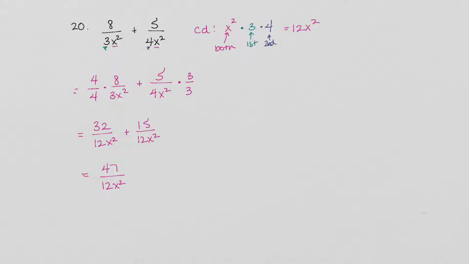And at this point, you would make sure that there's nothing you can factor out or cancel out in that fraction. 47 and 12 don't have any common factors, so we're good. The last thing we need to do is identify domain restrictions. So we need to figure out what values of x would make the denominator 0. So in this case, x cannot equal 0. And so we're going to state that here. And that is our answer.